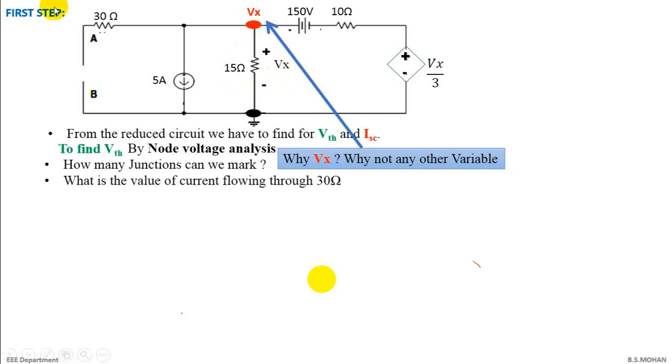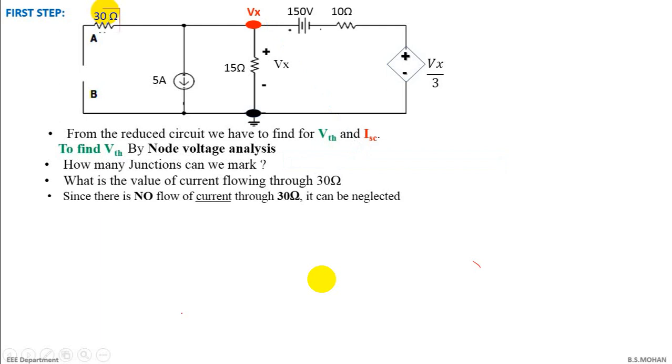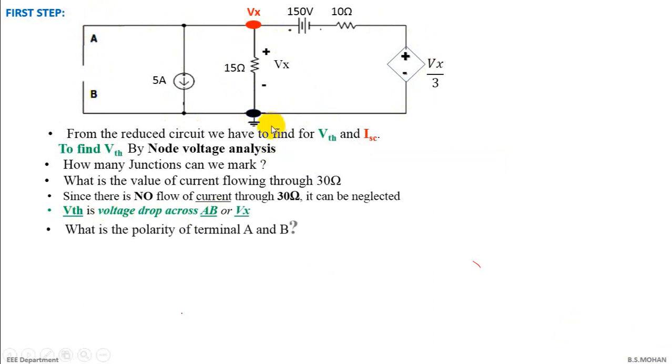Now what is the value of current flowing through the 30 ohms here? Do you think any current flows through this 30 ohms? Since there's no flow of current through 30 ohms, you can neglect it. Next, VTH is nothing but the voltage across AB, or the voltage across 5, or the voltage across 15, or the voltage drop across this branch, which is nothing but Vx. Now the small question is, what is the polarity across terminals A and B? This is positive, terminal A is also positive, and this is negative, and terminal B is also negative, right?